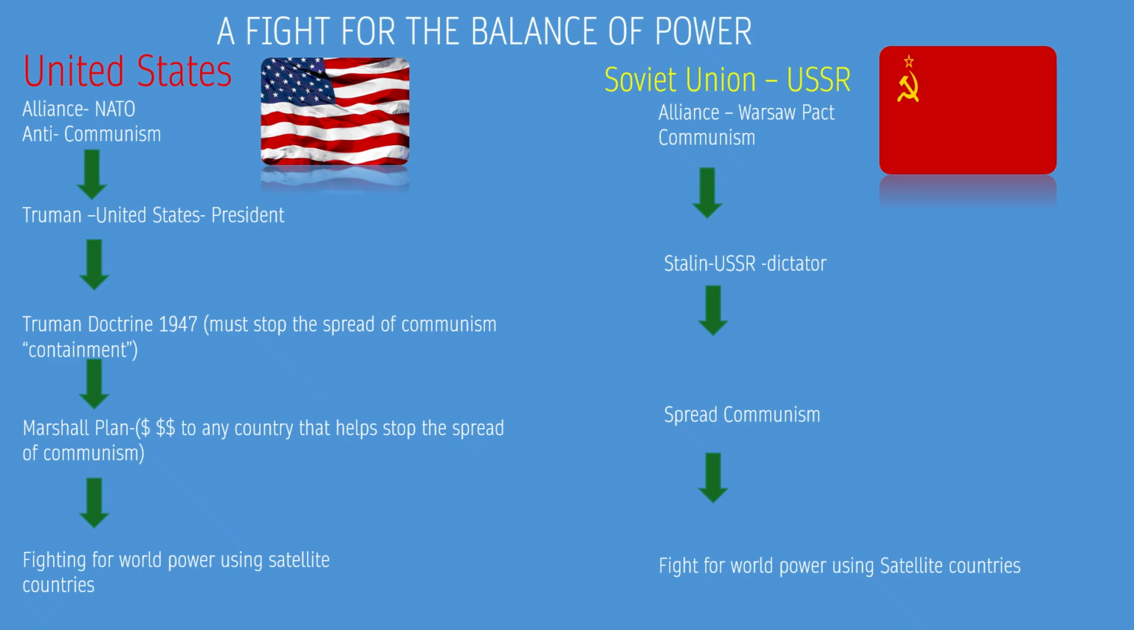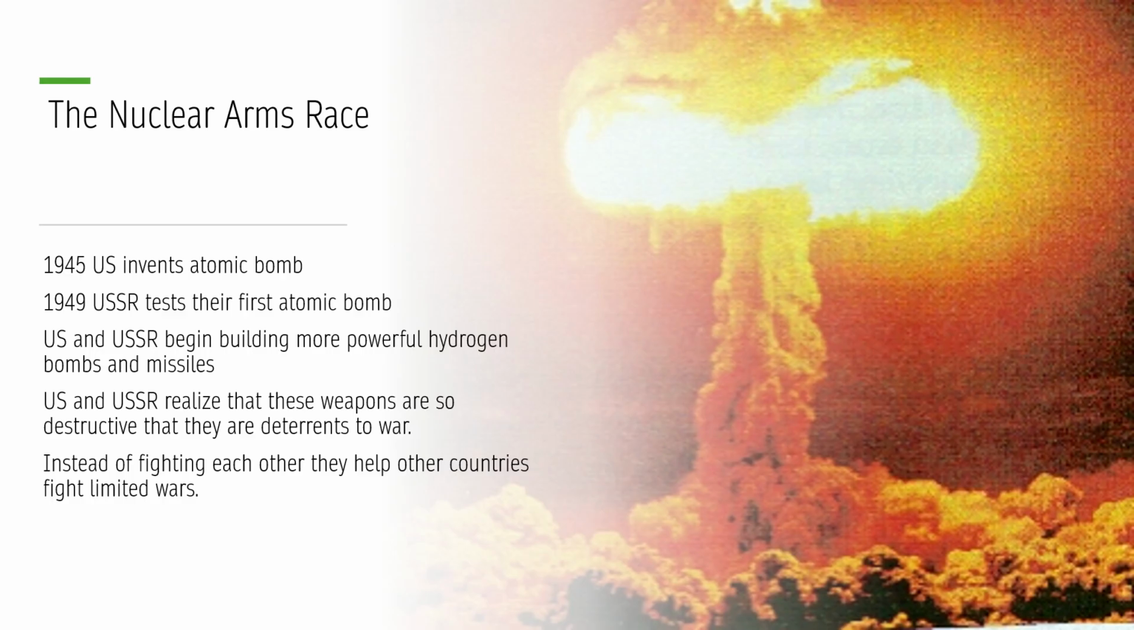Then you have the other side, which is the Soviet Union, USSR, which is Russia. They have a small alliance called the Warsaw Pact, which doesn't exist anymore. They are communist, and their leader is Stalin, and he is a dictator. Their plan is to spread communism, and they again are fighting for world power by using satellite countries. So they want all the countries, the same countries we're going after, to join their team and be communist. Okay, so we got our two teams. Hopefully you understand that. So now we have our different events.